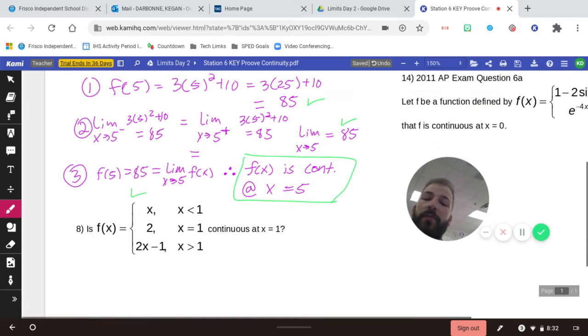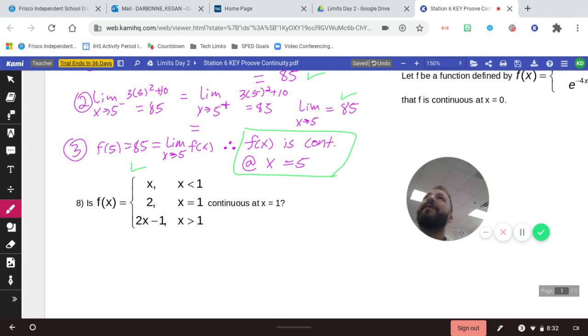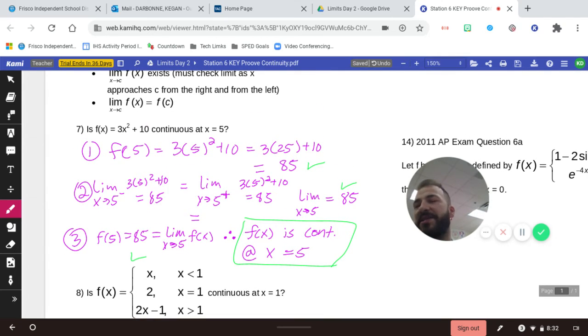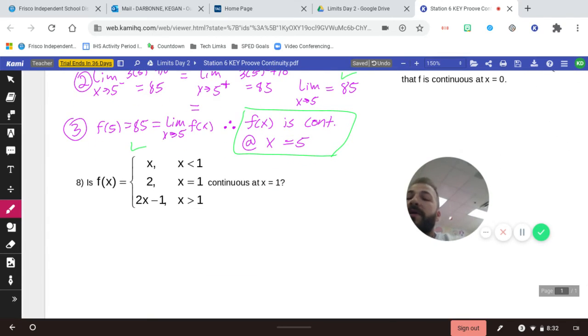Let's look at one that's maybe a little bit more difficult, which is really what you're probably typically going to see in calculus, which is a piecewise function, some sort of rational function, something where you're like, well, maybe it is discontinuous, because really looking at that function, you probably knew it was continuous before we started. Okay, so wait, is f of x equals x when x is less than 1, 2 when x is equal to 1, or 2x minus 1 when x is greater than 1, continuous at x equals 1? Okay, so let's find out.